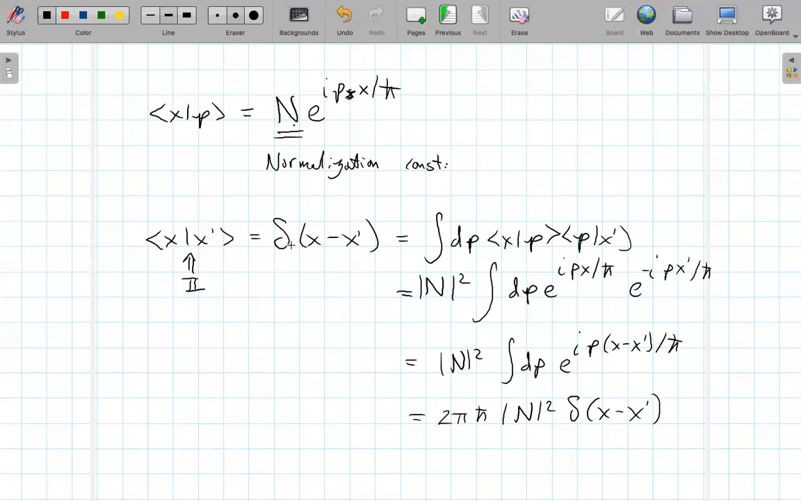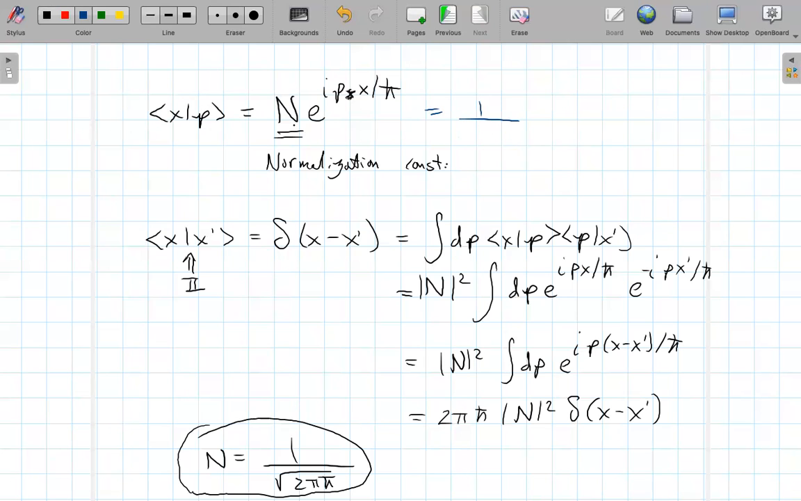So since I have a Dirac delta on one side, Dirac delta on the other side, those two things have to cancel. So what that means is all this stuff here has to be equal to 1, which means that n then must be equal to 1 over the square root of 2 pi h bar. So this is my normalization constant n. So putting that back in here, what this means then is that my matrix element for my transformation matrix to go from momentum space to position space then is equal to 1 over the square root of 2 pi h bar e to the i momentum times position divided by h bar.